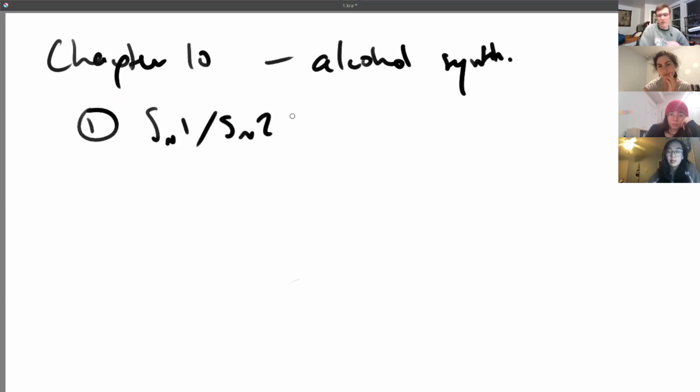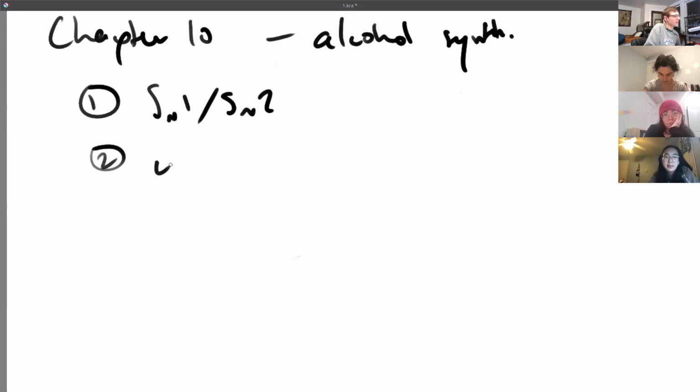SN1 and SN2, right? Those are old. I mean, those are ancient, right? We've done those forever. Okay. What's something else? How else do we make alcohols? Now it's you guys. Opening of an epoxide ring. Oh, that's a good one. Okay, yeah.